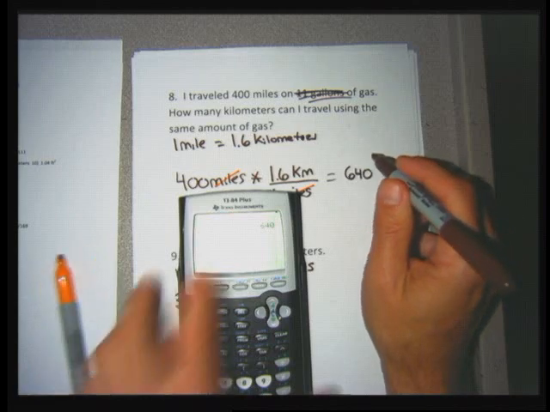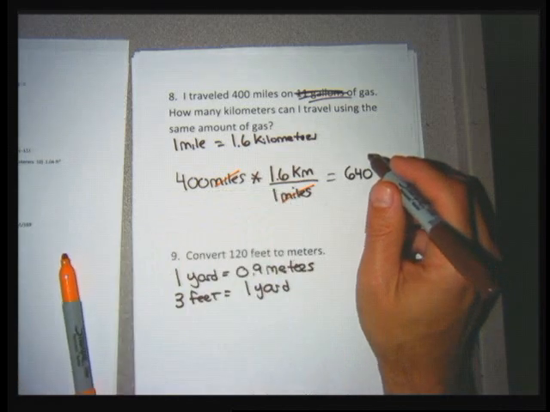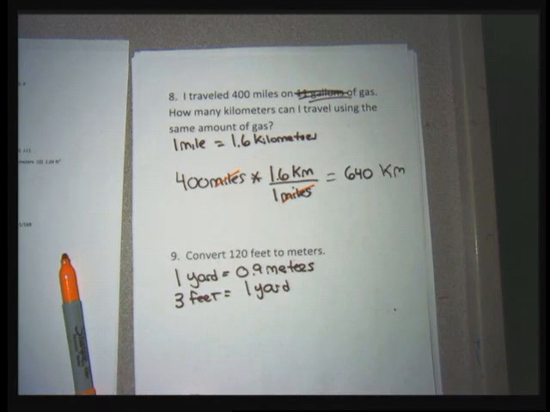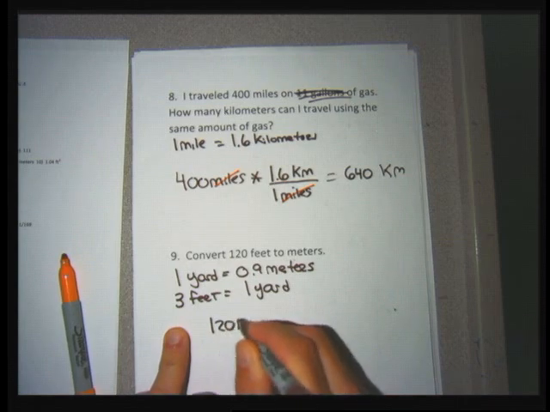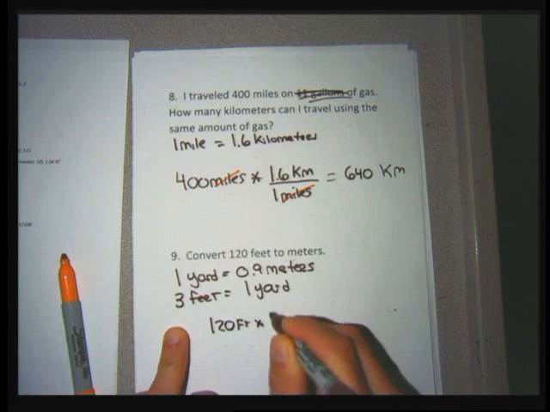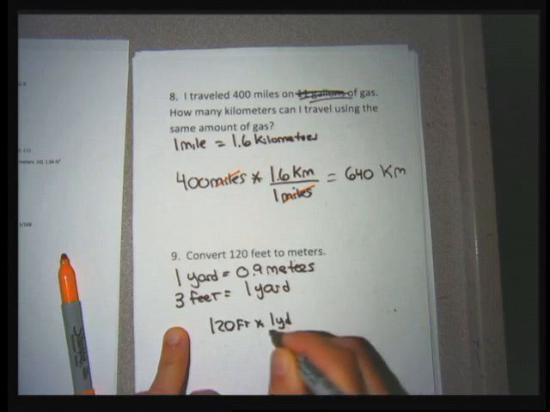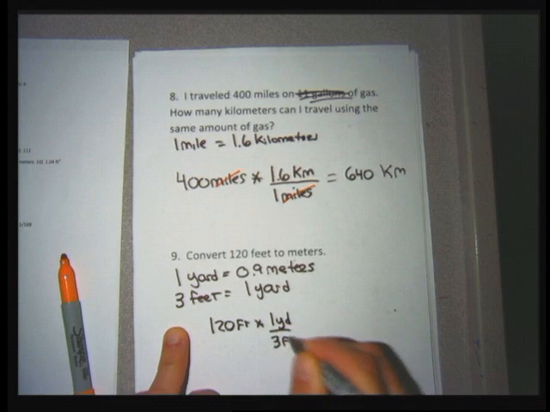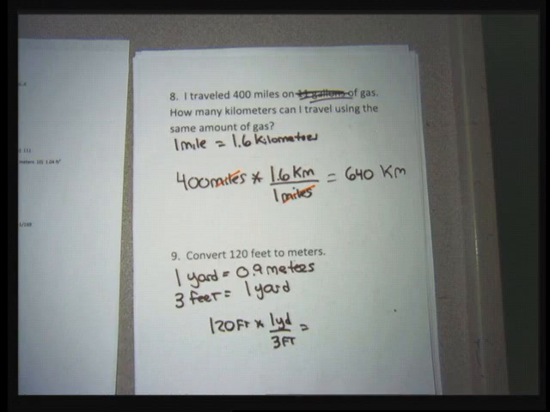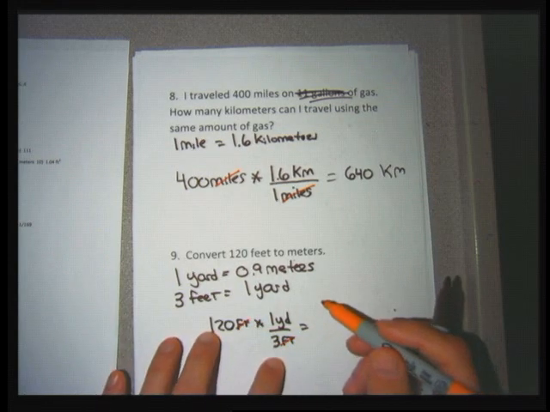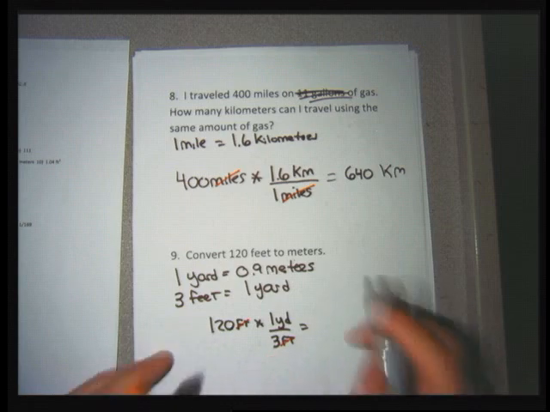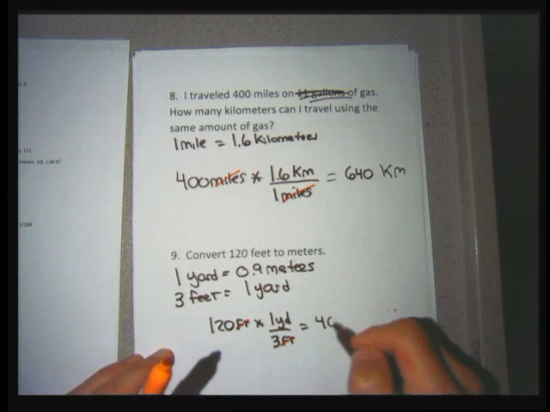to question 8. Question 9, I needed 2 units. And to go from feet to meters, first I need to go from feet to yards. So the first thing I'm going to do is take the 120 feet and change it to yards, using the fact that 1 yard is 3 feet. And when I do this, the feet cancel, and I have to divide 120 by 3 because the 3 is in the denominator, and 120 divided by 3 is 40.